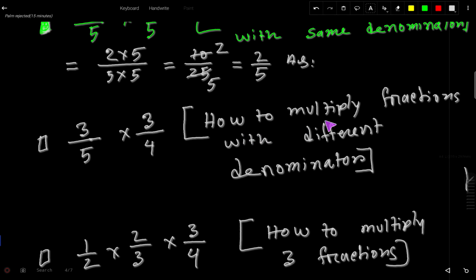Now, how to multiply fractions with different denominators? So here the denominator is 5, here 4, so different. So we have only one rule. We have to multiply top to top and bottom to bottom. So we are getting here 9 over 4, 5 times 4, 20. So 9 over 20 is the answer.